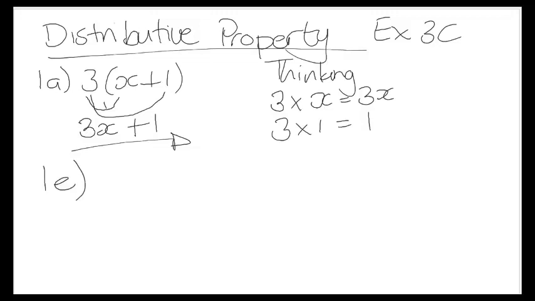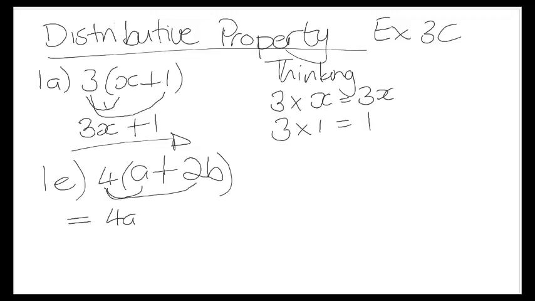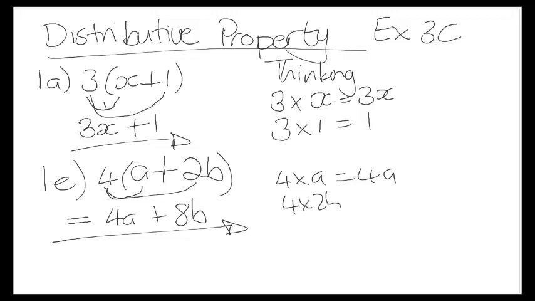Let's do 1e. So 1e says 4 open bracket a plus 2b close bracket. So if I first do 4 times a, it's going to give me 4a. And if I do 4 times 2b, it's going to be 4 times 2 is 8b. And that's my final answer. So if I write out my thinking here, I said 4 times a equals 4a and 4 times 2b equals 8b. Straightforward. Okay, let's do question 1i.